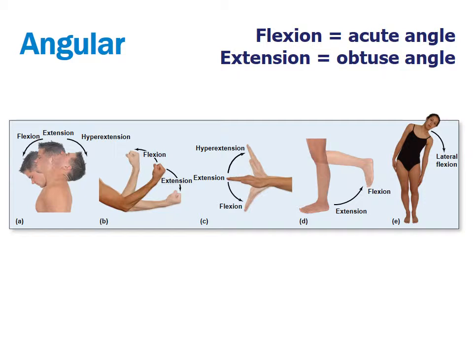Flexion. The joint angle becomes acute or smaller than 90 degrees. Extension. The joint angle becomes bigger or larger than 90 degrees. Abduction. The bone moves away from the midline. Adduction. The bone moves toward the midline.